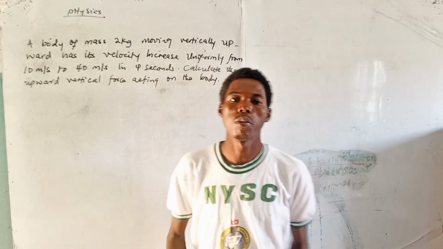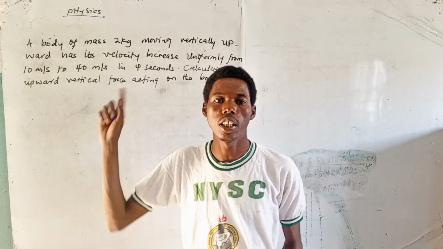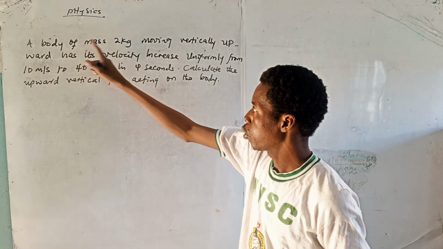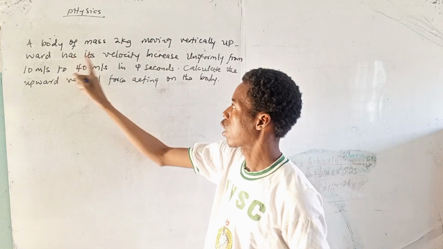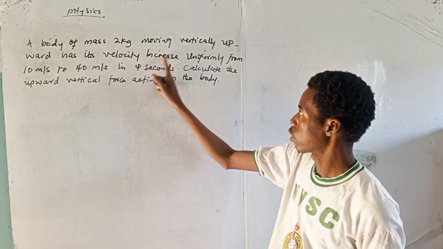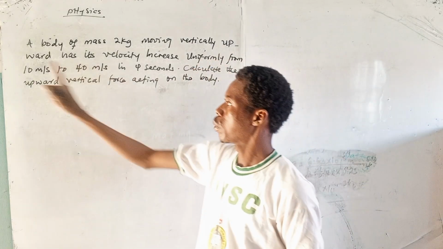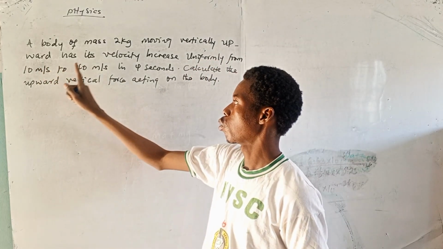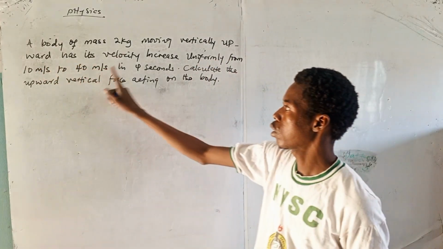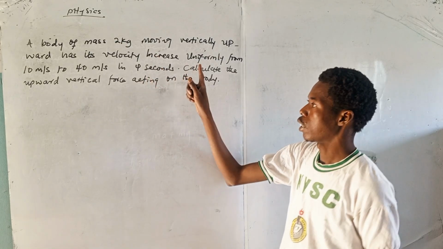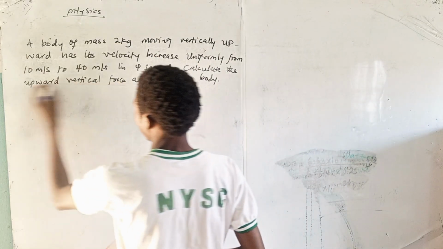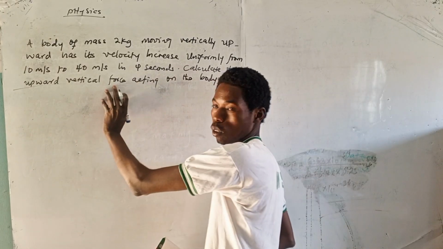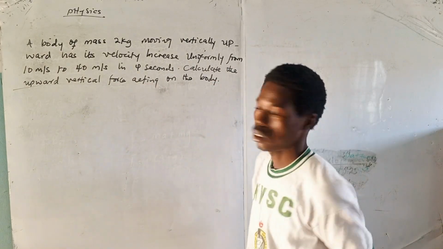Today we are going to solve JAM first question here on the board. A body of mass 2 kg moving vertically upward has its velocity increased uniformly from 10 meter per second to 40 meter per second in 4 seconds. Calculate the upward vertical force acting on the body.